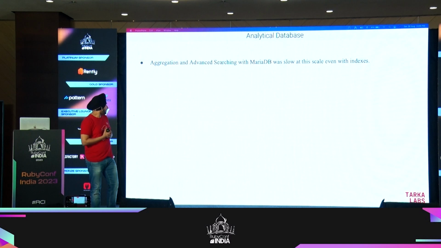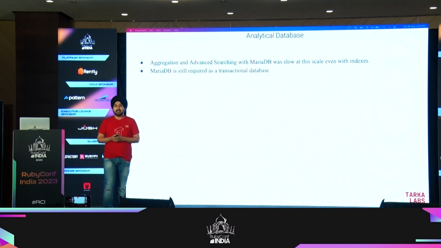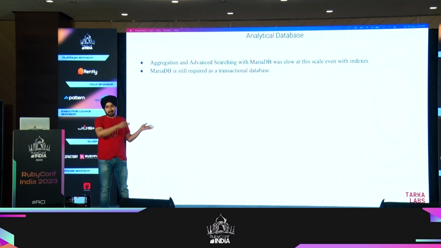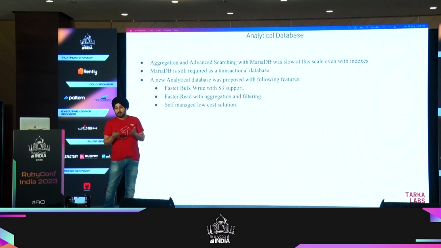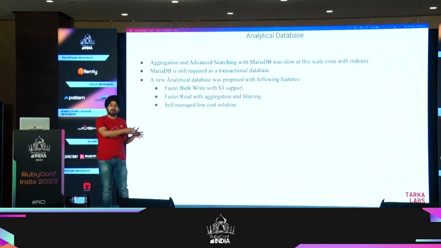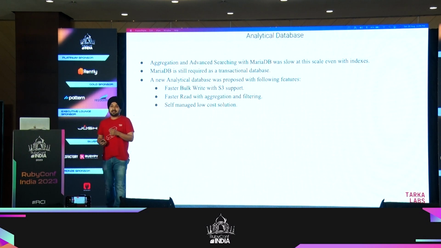So even after we moved it over to a denormalized database, the aggregations and advanced searching were still not working very well with MariaDB. So the first option was, let's just get rid of MariaDB and bring something else, but we still required a transactional database because we were doing payment transactions, so we could not get rid of MariaDB completely. So then the other option was, let's use MariaDB for all these transactions, but let's add a new analytical database, right?